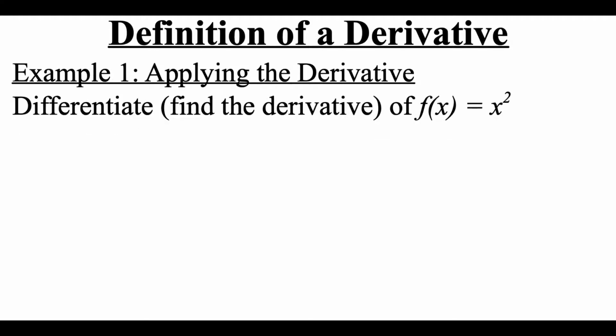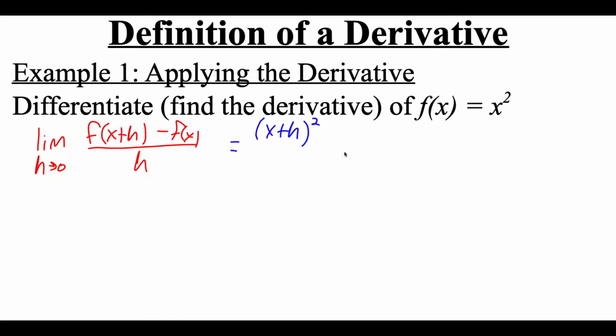So in this example, we're going to differentiate or find the derivative of the function f of x equals x squared. So we're going to be looking at the limit as h approaches 0 of f of x plus h minus f of x all over h. So the first thing we're going to take care of is that f of x plus h. So that means in our x squared function, where we see the x, we're going to replace it with x plus h. So this becomes x plus h squared. Then we do minus f of x, and that's just the original function. That's just the x squared, and this is all over h.